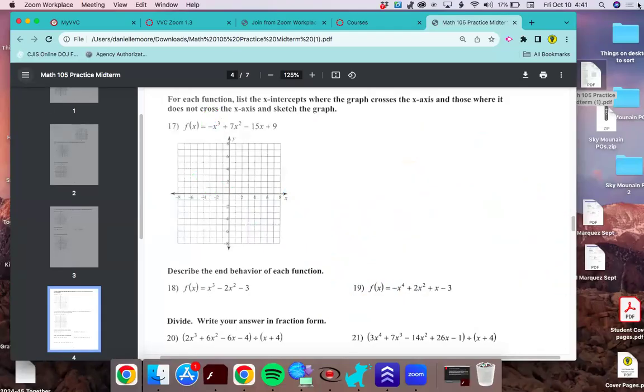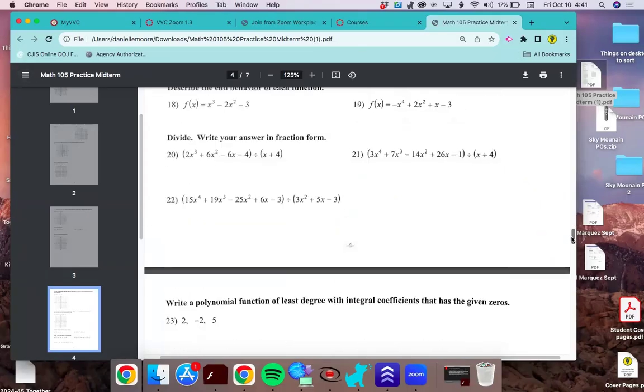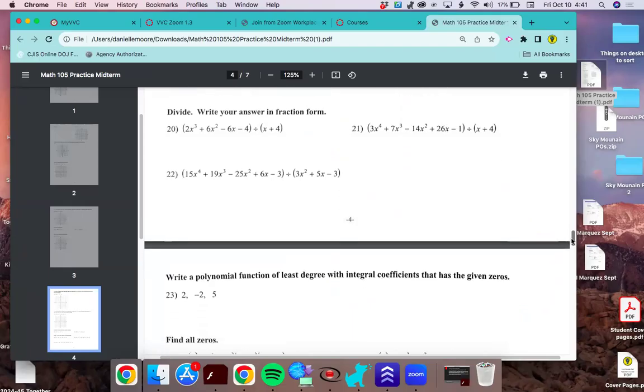Okay, what else? We got some division going on here. Okay, number 20. If I saw this and it said to divide it, I'd probably go synthetic division. If you have a simple enough divisor, synthetic division will work well for you, and it's an easier way to go. So remember how that goes. Don't put the x and don't put the positive, put -4. And then we have a 2 and a 6 and a -6 and a -4, and just let it be.